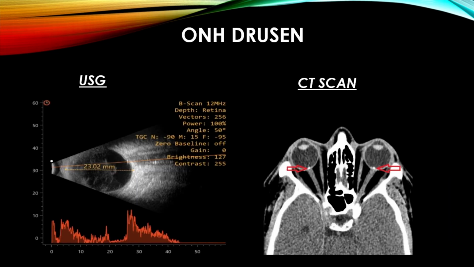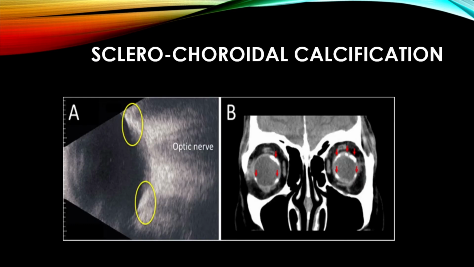One is the optic nerve head drusen, where a high reflective echo is shown at the optic nerve head, which persists in low gain, and on CT scan it appears as a white calcific deposit on the optic nerve head. The second pathology is sclerochoroidal calcification. It occurs secondary to chronic kidney disease, where the calcification is noted on the optic nerve and on the sclera, and on the CT scan, multiple regions of scleral calcification are noted.